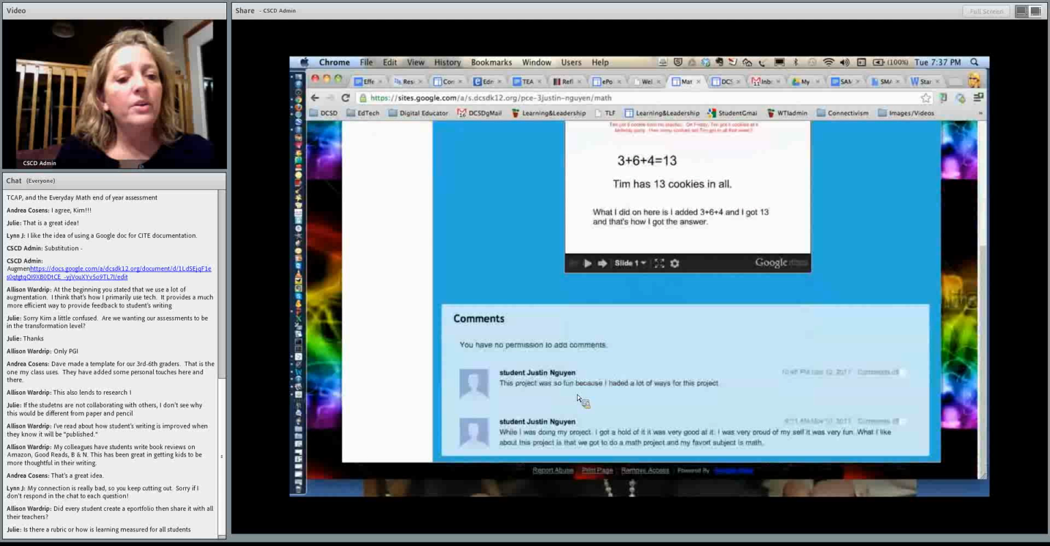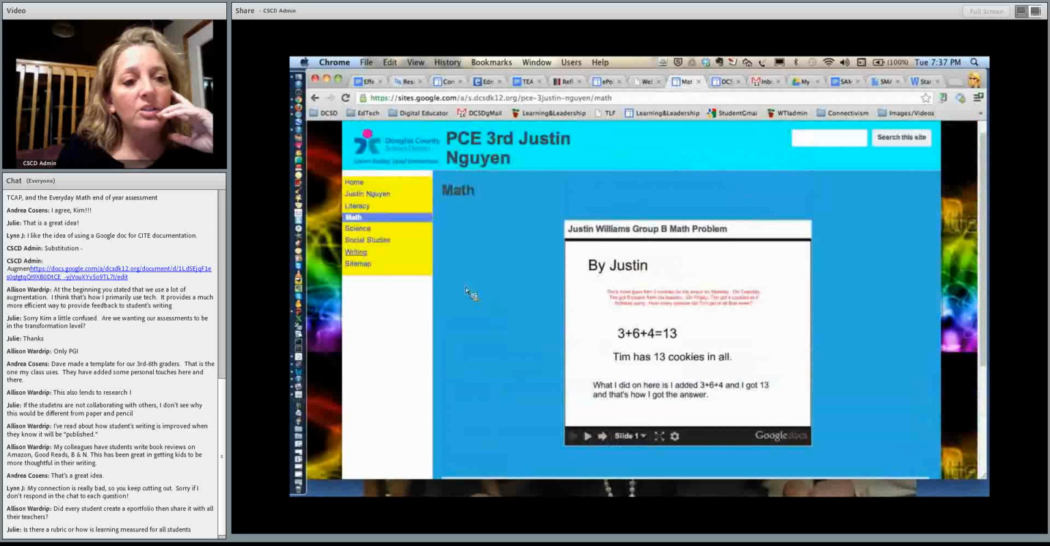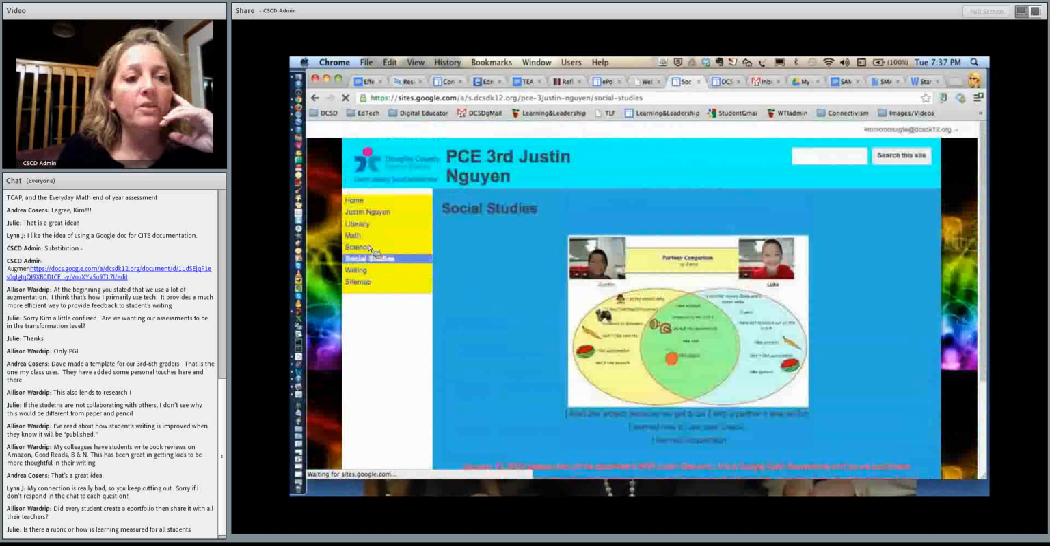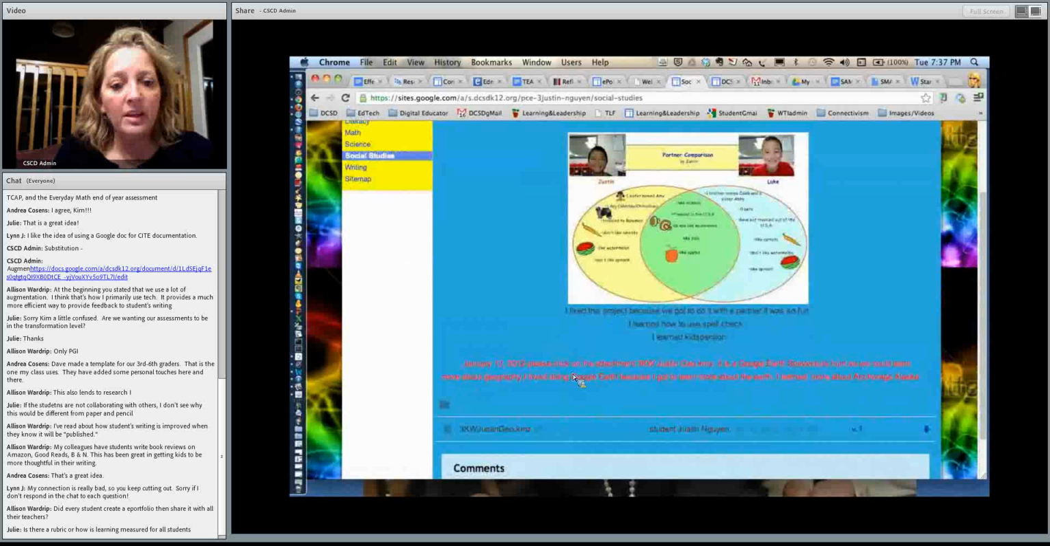But now notice they're starting to use the comments at the bottom so that the student can give reflections about what they learned and what this meant to them as to showing about their growth and achievement. So we want to give our students a chance to reflect about how the learning impacts their overall experience in the classroom.